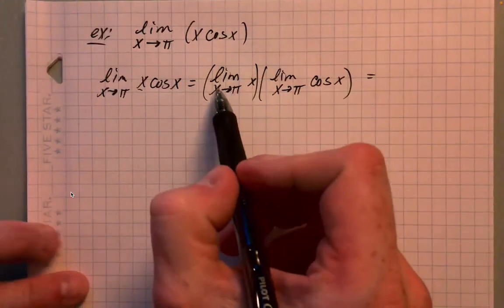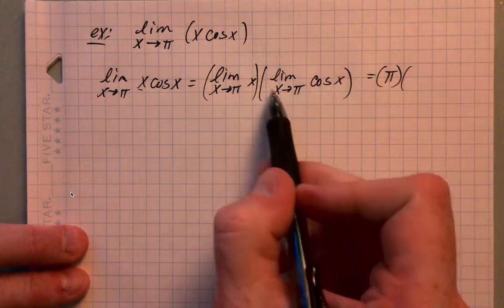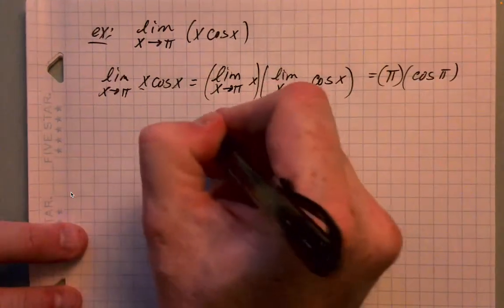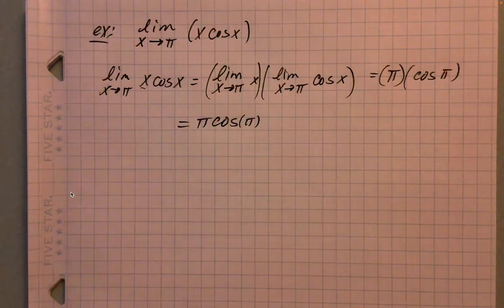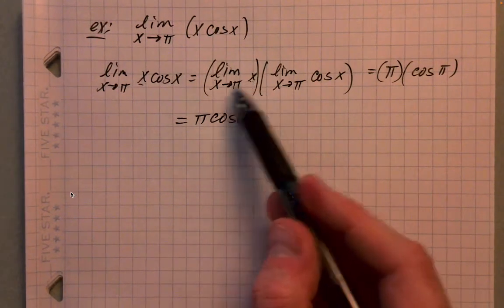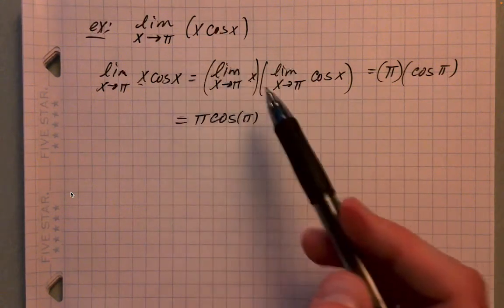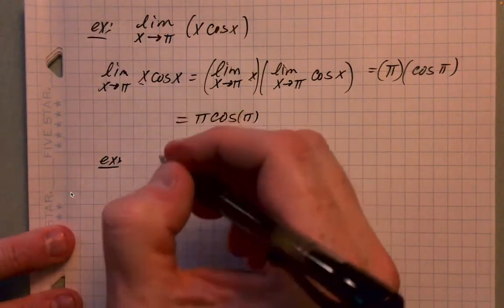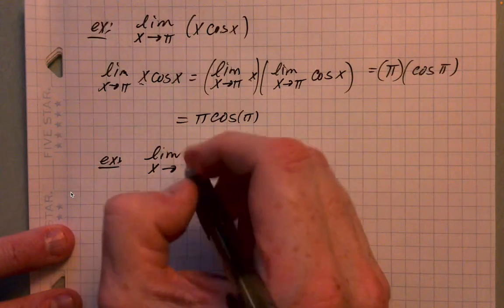So we know, of course, the limit as x approaches pi of x is just pi. And what's this one? Well, it's cosine of pi, right? We just saw that. Okay, so it's just pi cos pi. Obviously that's using the trig. It's also using the identity function limit. It's also using the fact that you have a product of functions you can pull apart and think of separately. Another example would be the limit as x approaches e.